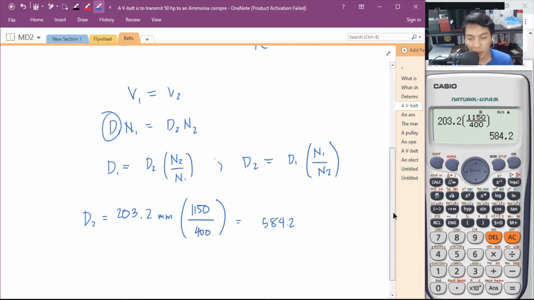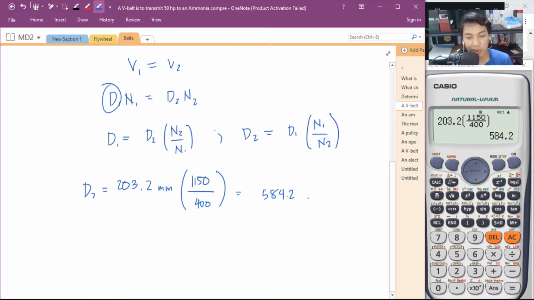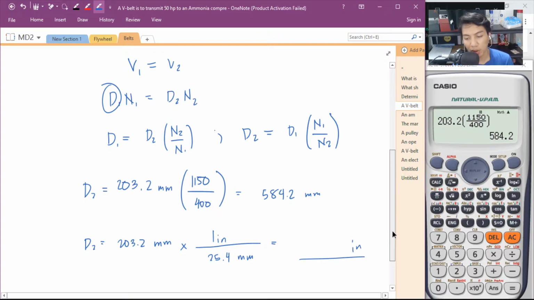584.2. Ang kailangan natin dito, determine the length of the belt. In inches lagi to. Mm. So, ko-convert natin yan in mm. Convert muna natin. Yung D2 is equal to 203.2 mm to inches. So, 1 inch per 25.4 mm. Ano sagot dito? Inch.